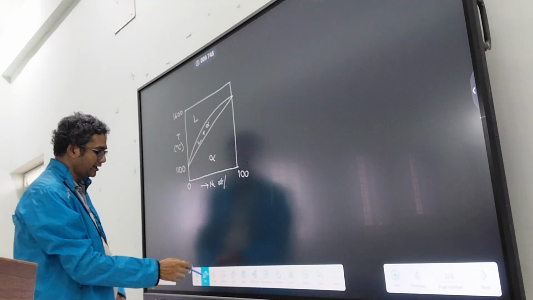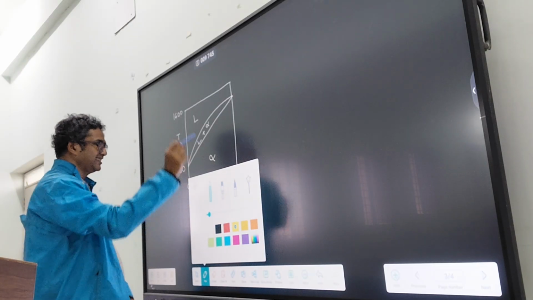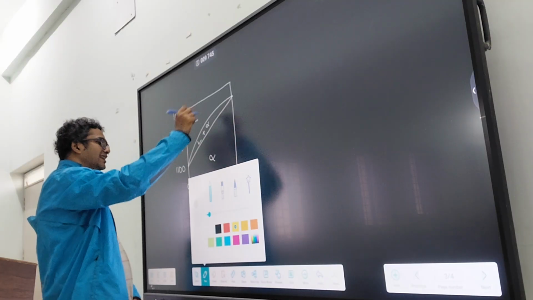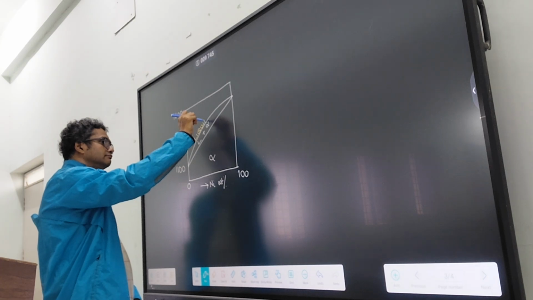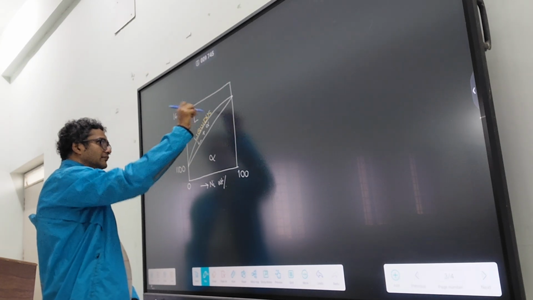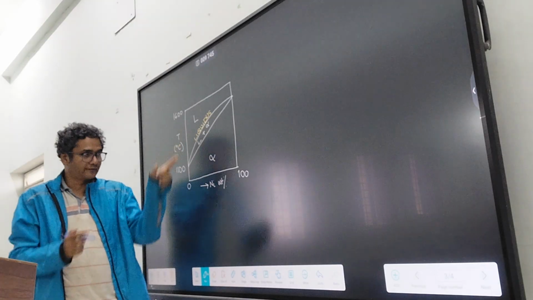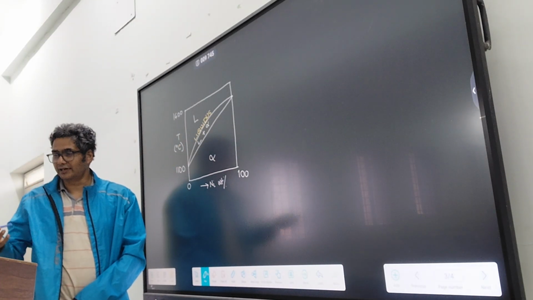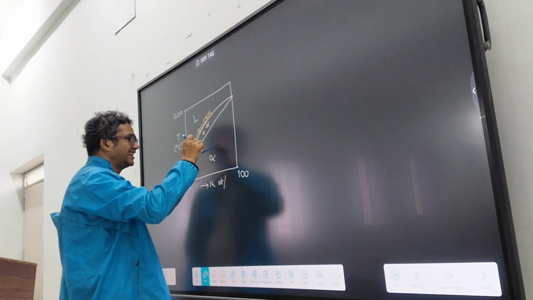So this region, I will call this line the liquidus. And tell me what should this line be called? This is liquidus. This line should be, alpha is a solid, so solidus.